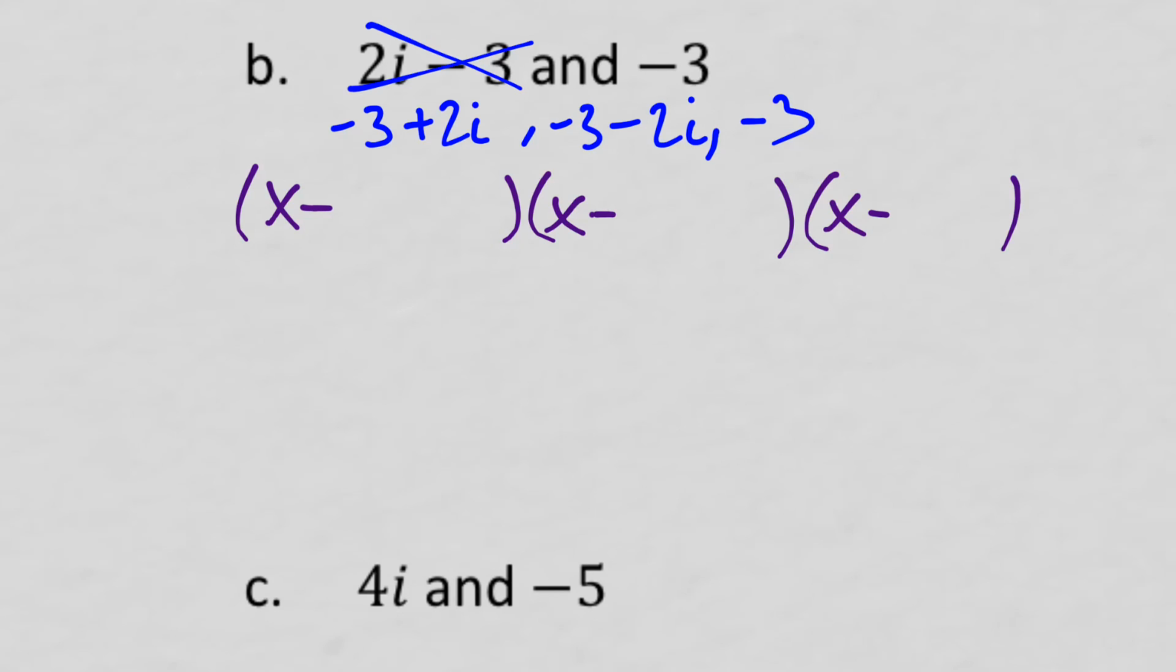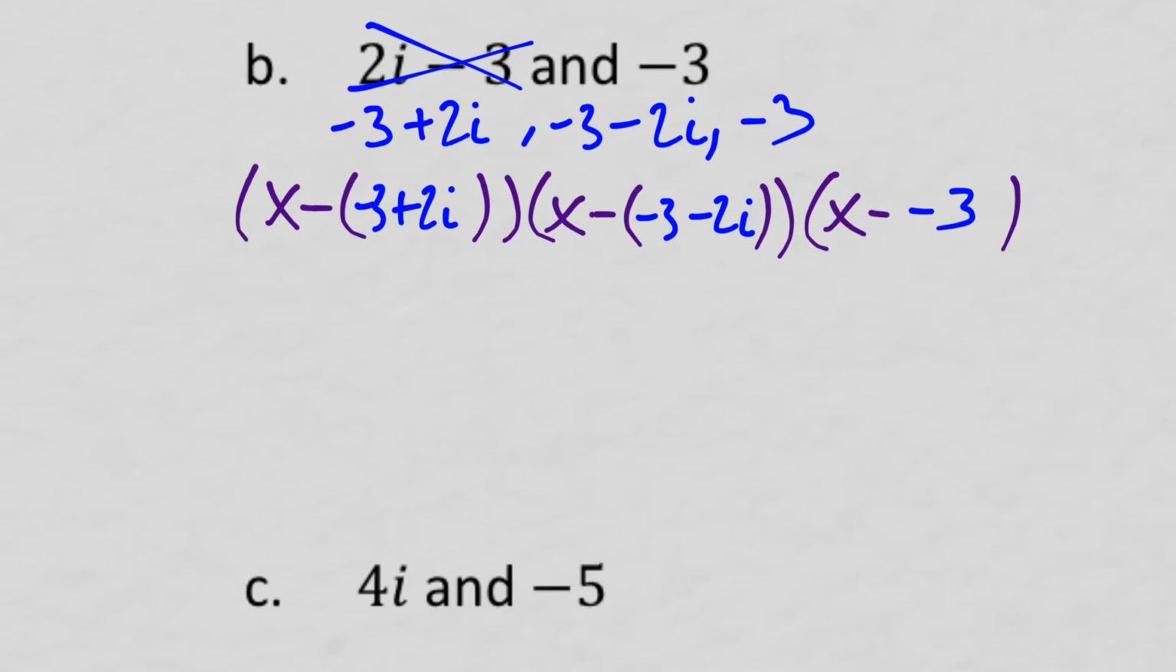Now, since these have two parts to them, I'm going to plug them in here, but I'm going to put parentheses for them so that I don't mess up. This one does not have separate parts. It's just negative 3, so I can just basically plug that one in. It's x minus negative 3 for that one, just like that. But the other one is going to be x minus (negative 3 plus 2i), and x minus (negative 3 minus 2i).